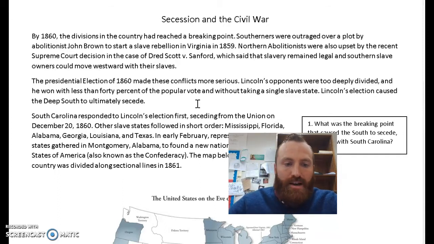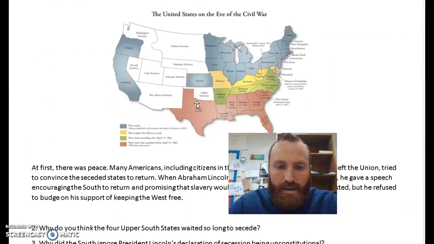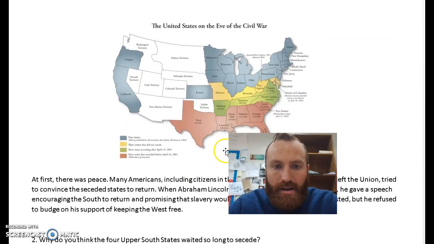The map below shows how the country was divided along sectional lines in 1861. So this is the picture of the map right here. You have the United States on the eve of the Civil War.